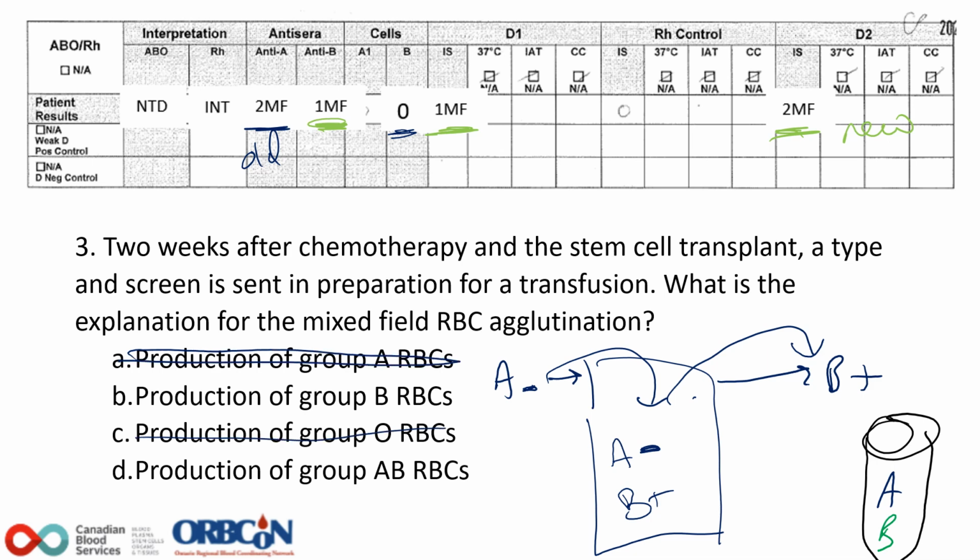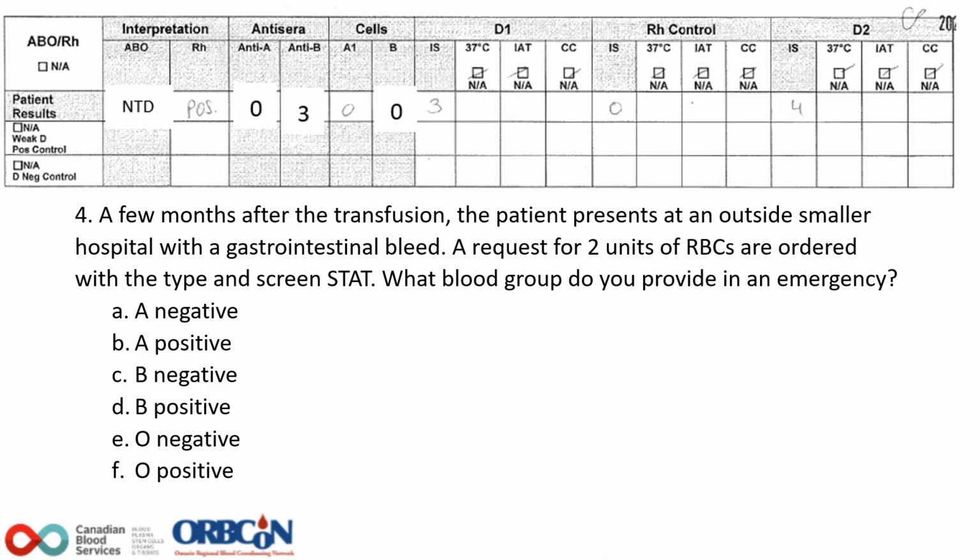Production of group O, we know that's not true. Production of group AB, we know that's not true. The person is engrafting with their new group B cells, which is what's giving us our new mixed phenotype. Now, a few months after the transfusion, we would theoretically have full engraftment. The person would have gone from A neg to B pos, and they would look, hopefully, mostly B pos.